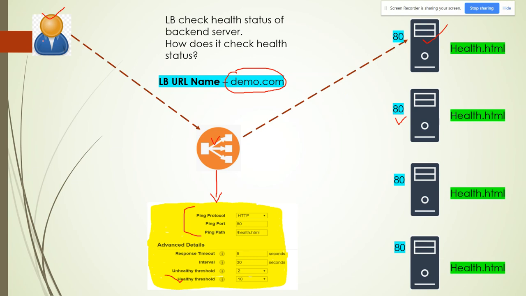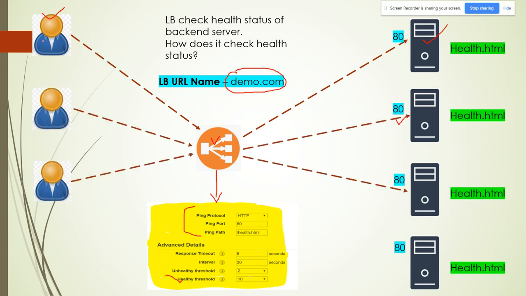The next request goes to another system, the third request goes to the third system, and the fourth request goes to the fourth server. In this way, your load balancer works. It listens to the request, sends it to any healthy node, and routes the traffic. Always remember, it routes the traffic.